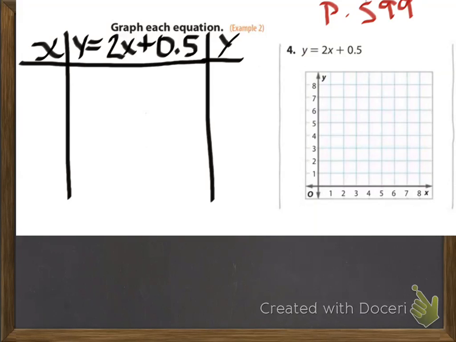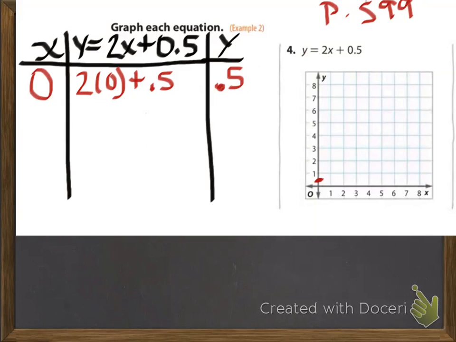All right, let's try 0 and see what we get. I've already made the table. This is the same thing that you would do. I just, to save time, went ahead and drew it. So you have 0. Plug that in. 2 times 0 plus a half. Okay, 0 times anything is 0, so my answer is just 5/10.